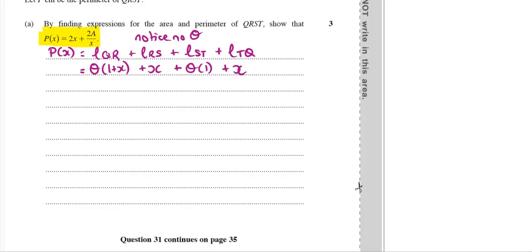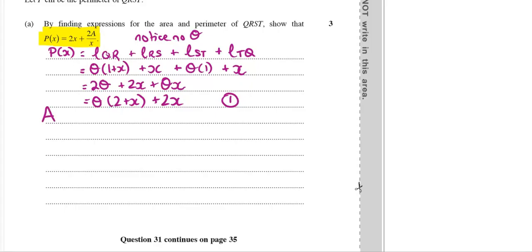So let's tidy that up. We get 2 theta plus 2x plus theta x. I can factorise on the theta if I want to: theta (2 plus x) plus 2x. So that's part 1. I also have information about the area.